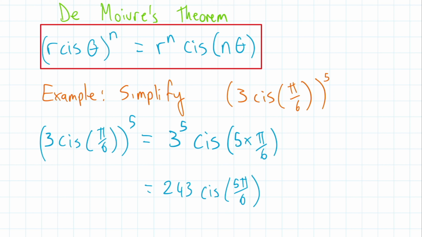We should be able to add and subtract numbers in polar form, we should be able to multiply and divide numbers in polar form, and we should know how to simplify numbers in polar form raised to large indices.